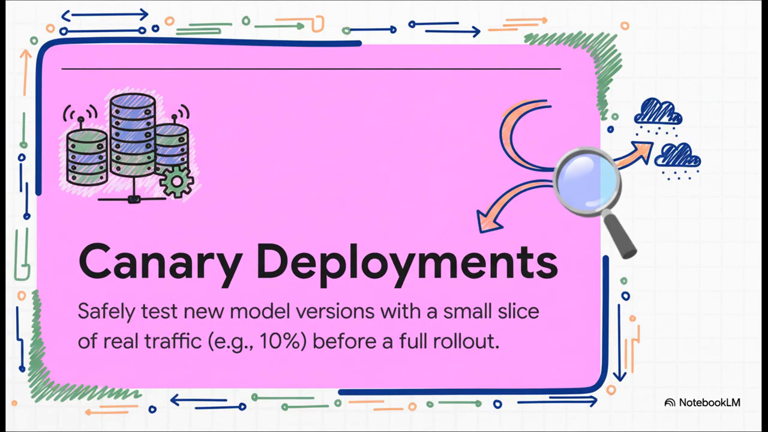Next up, it lets you do something called a canary deployment. Imagine you've trained a new, improved version of your model. Instead of just swapping it in and praying it doesn't break everything, you can be way smarter. You can send just a tiny slice of your real traffic, say 10%, to the new model. If it works perfectly, you can gradually roll it out to everyone else. It's like a safety net for your production app.